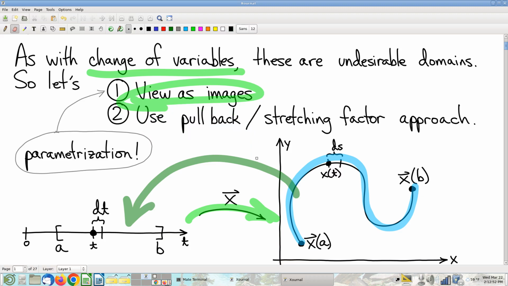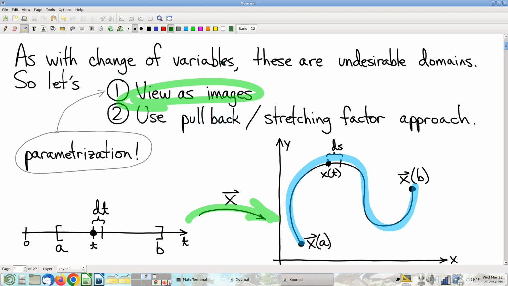So the big question then is, how can I view a curve as being an image? And here's the good news. We already knew how to do that. We've done it a bazillion times. That's called parametrizing the curve. If you think about it, that is what a parameterization does. It makes that curve the image. And then whatever the range of values of t is, that's your pullback domain.